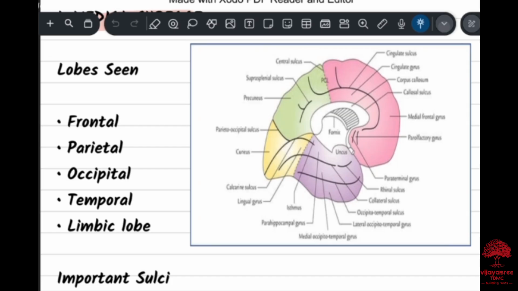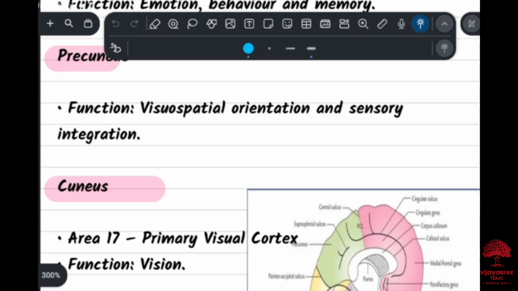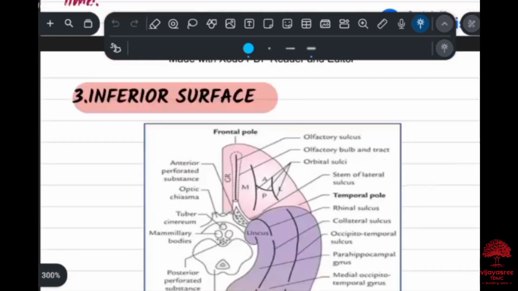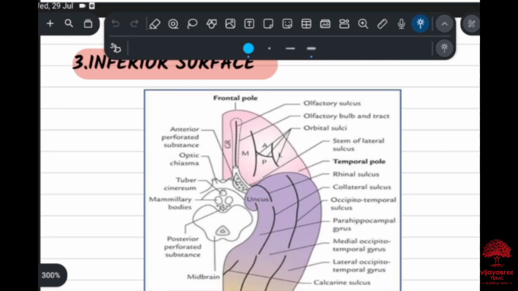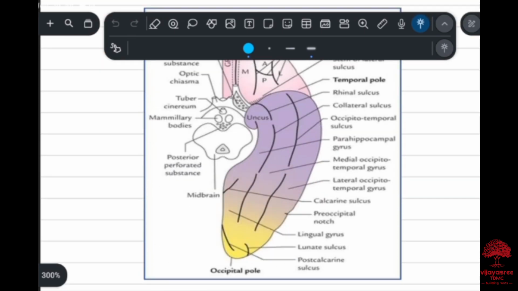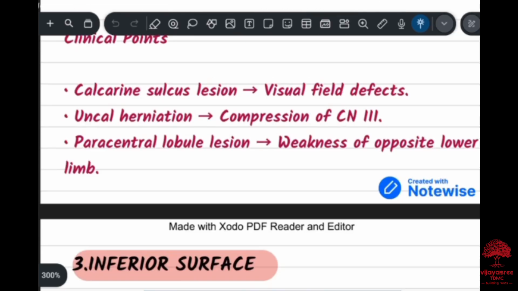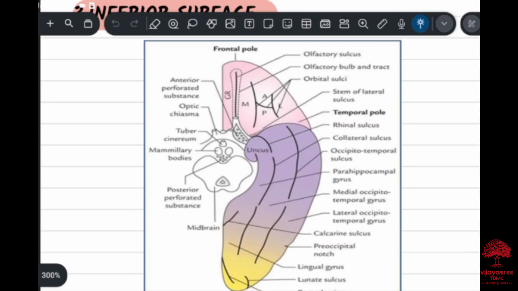Then comes the inferior surface. This is the inferior surface. The inferior surface has two surfaces. The one is the orbital surface and this is the tentorial surface.